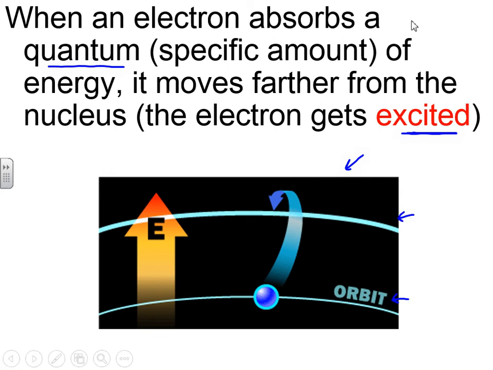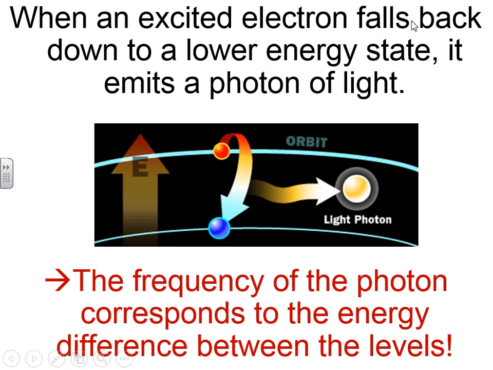Now, it can't stay there, so the electron falls back down, and as it falls back down to a lower energy state, it releases or emits a photon. The frequency of this photon, in other words how much energy it has, corresponds to the energy difference between the levels. If the energy difference is small, then you have a light photon with a small frequency. If the energy difference is large, then you have a light photon with a large energy. And that's really how it works.